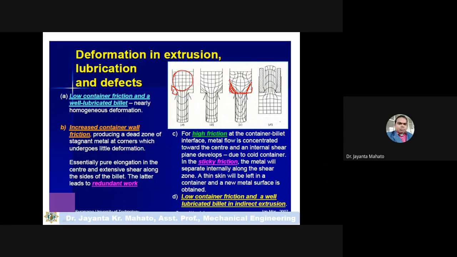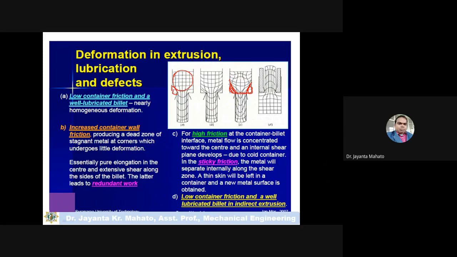ऐसे होता है ना. So this zone, the material in this zone does not flow, and after extrusion, what happens? The grain structure will elongate. Okay. So there may be a chance of defects in the extrusion process.